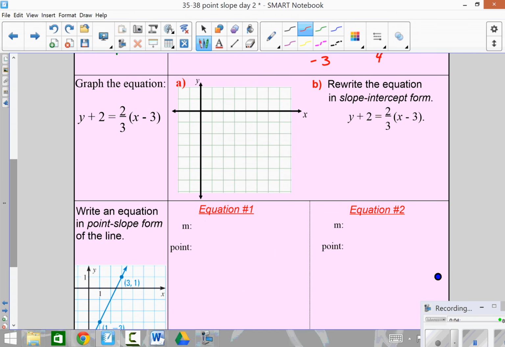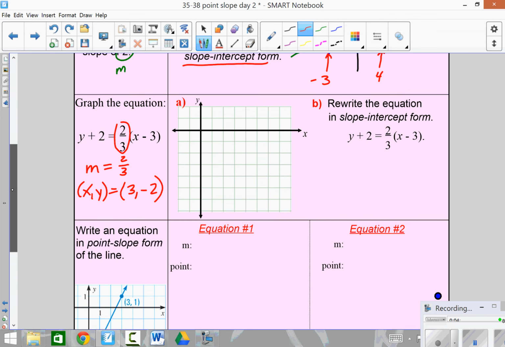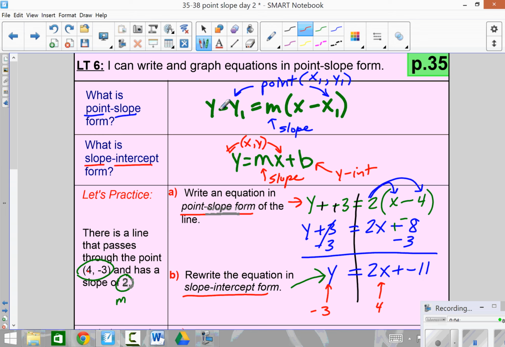Let's practice graphing our equation. Remember, in point-slope form we can gather the slope and we can gather a point. According to our information, I know my slope is 2/3. That would be the m part of our point-slope form. And I know my ordered pair, my x is the 3 here. And I know my y is, it says plus 2, so remember we talked about this, I know this is a negative 2, because in the actual form, it's a y minus y1.